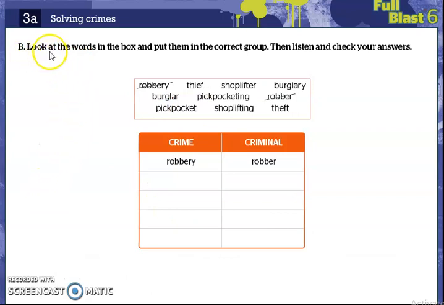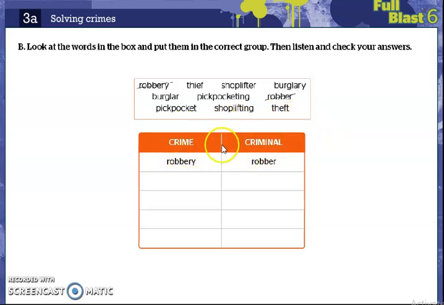Now, number B, look at the words in the box and put them in the correct group. Then listen and check your answers. We have 10 words. We have to divide these words into 2 groups. The first group is the crime. The crime, as we said before, is the act of doing something illegal or against the law, and criminal is the person or the one who does this crime.